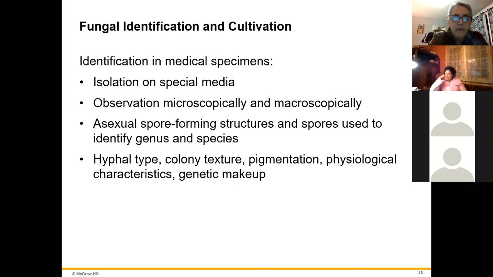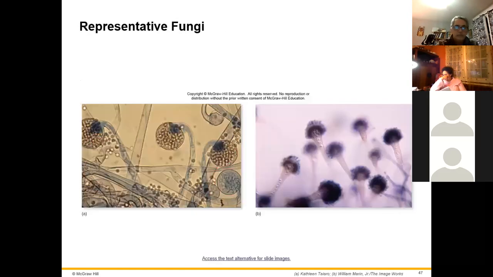Identification in medical specimens. The fungi can be isolated on special media and observed microscopically and macroscopically. Asexual spore-forming structures and spores can be used to identify the genus and species of fungi. The hyphal type, colony texture, the color, and the physiological characteristics can all be used to identify the fungi.